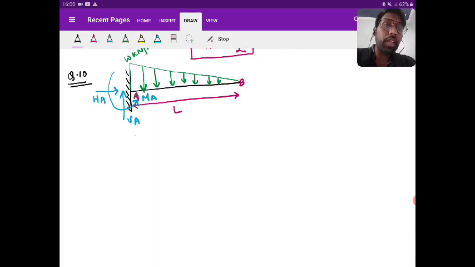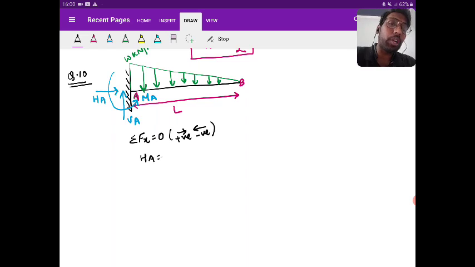The first and foremost equation that I can write is summation Fx is equal to 0. So let us take right as positive, left as negative, yes or no? So from here I am getting HA is equal to 0. Okay. Next I am writing summation Fy is equal to 0. Let us take upward positive, downward negative.